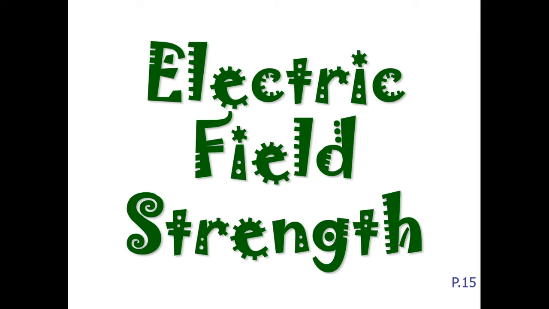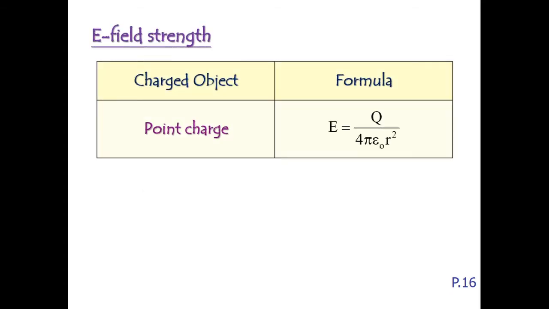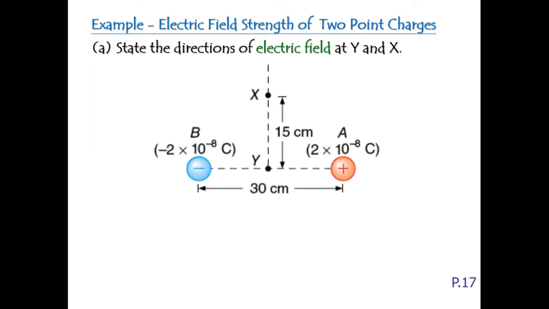In the last lesson, we have derived a formula of the electric field strength of a point charge. Let us review the formula first. For a point charge of quantity Q and a distance r from that charge, the electric field at that point is given by Q over 4 pi epsilon naught r squared. Maybe we use this formula to deal with an example first.